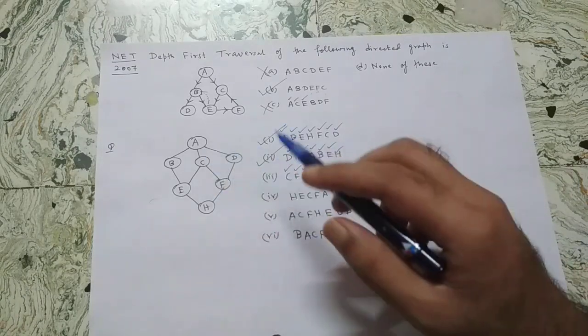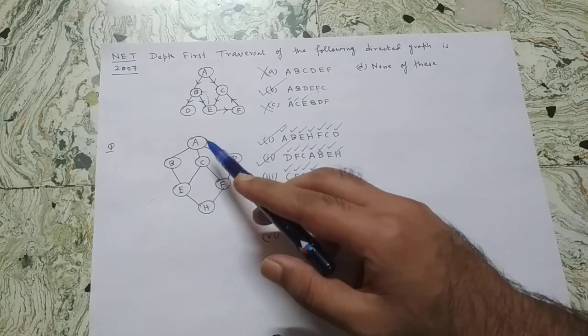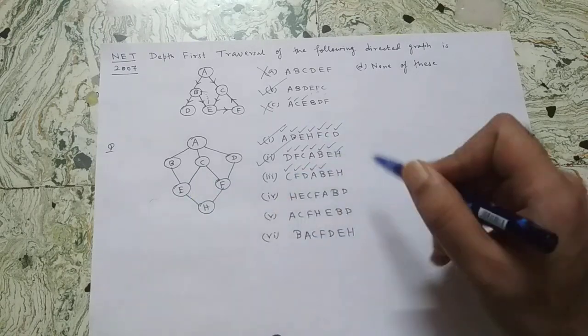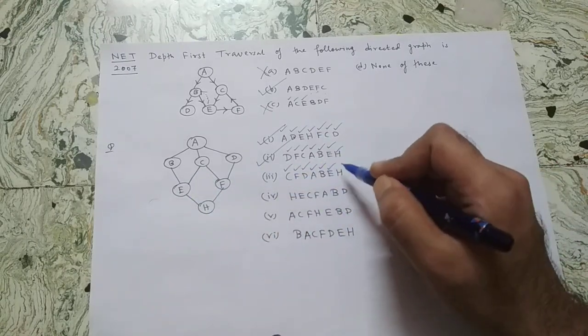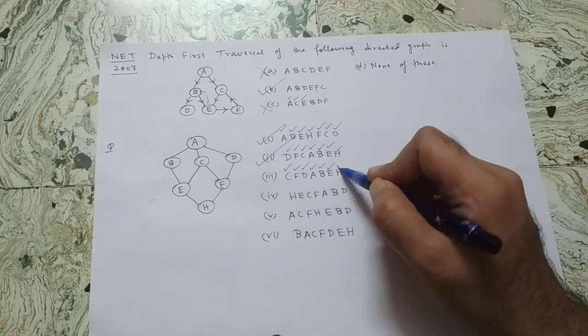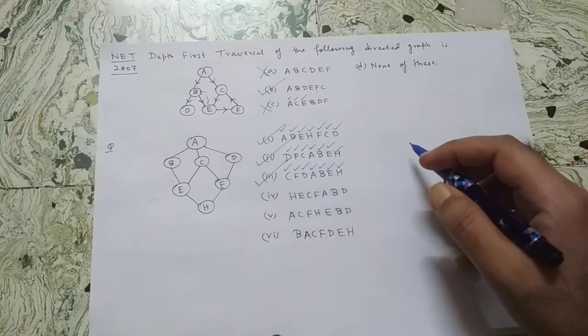From D they're going to A. A is adjacent to D, so that's allowed. From A they're going to B. B is adjacent to A, so that's allowed. From B they're going to E. E is adjacent to B, so that's allowed. From E they're going to H. H is adjacent to E, so even that is allowed. So even this DFS traversal is allowed.